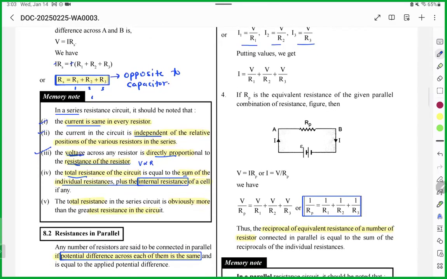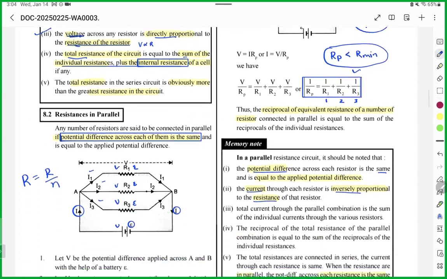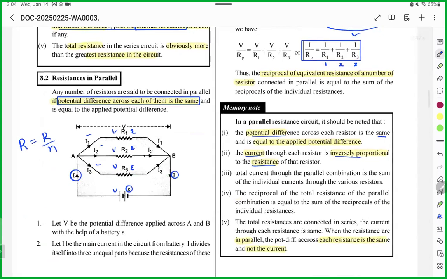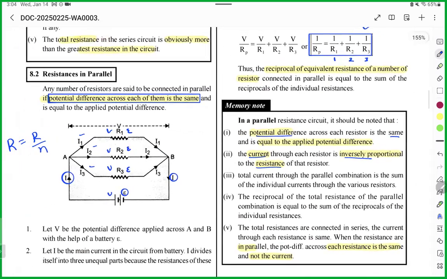So value you will get in this way. In this case, if you try to calculate overall resistance, parallel total value, it will be less than the minimum value. Example, if you take R1 = 1, R2 = 2, R3 = 3, and you want to calculate total resistance, it will be less than 1. Okay, because reciprocal value, correct? So it will be smaller than the smallest value. So what are the rules?